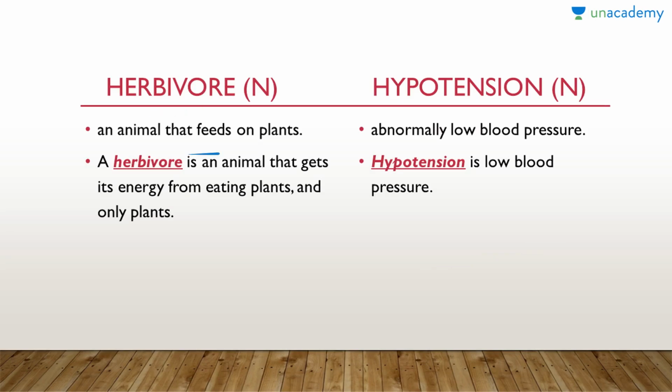Herbivore is a noun, an animal that feeds on plants. In a sentence, it will read, a herbivore is an animal that gets its energy from eating plants and only plants. Hypotension is a noun, which means abnormally low blood pressure. In a sentence, it will read, hypotension is low blood pressure.